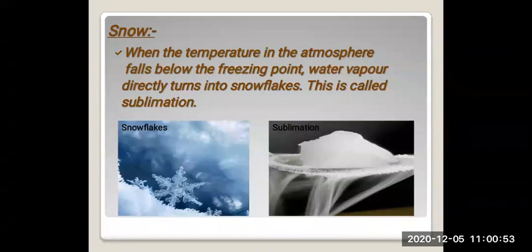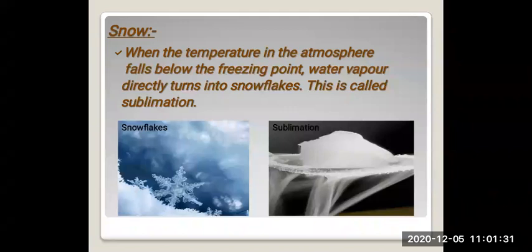What is snow here? The word snow is well known to everyone. Everyone likes to play in the snow. So what is snow? Snow is small white crystals of ice formed directly from the water vapor of the air. In simple words, snow means small white crystals of ice formed directly from the water vapor of the air. It is known as snow.